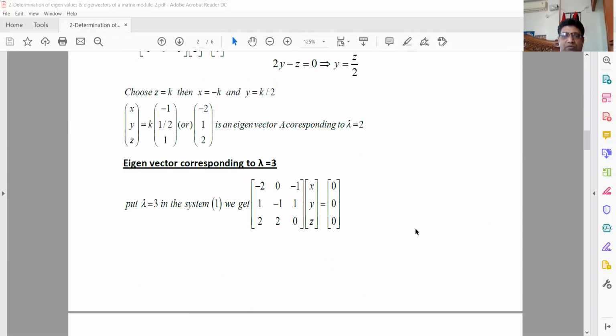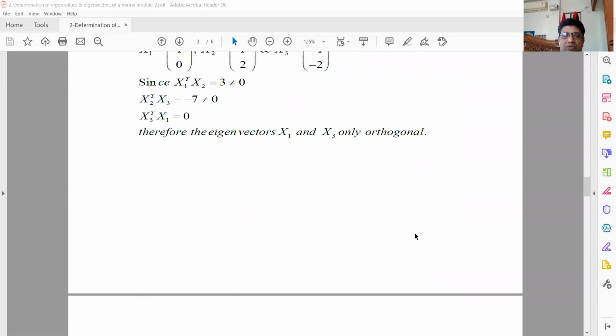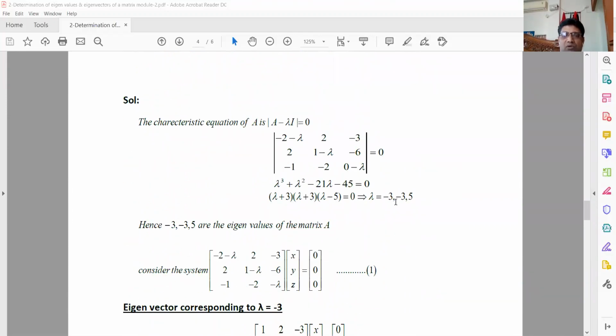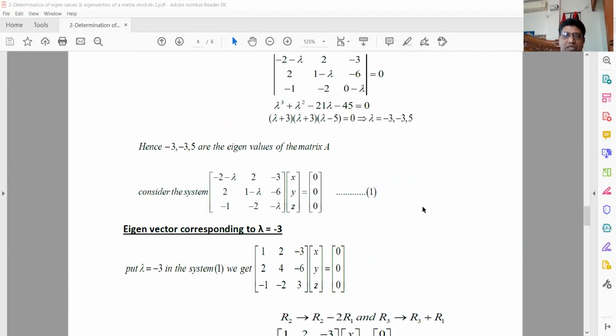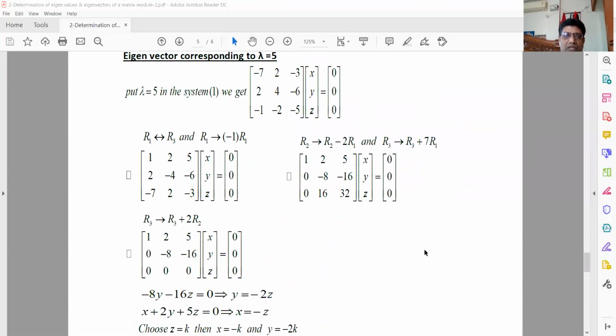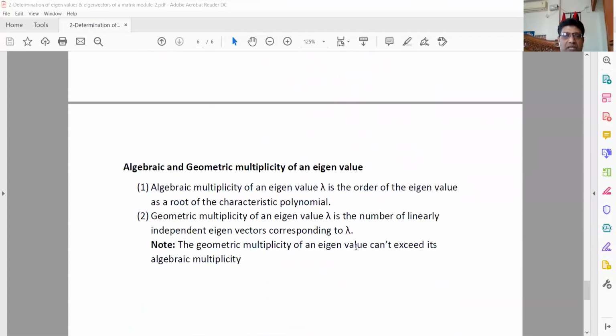Coming to the second problem, here the eigenvalues are repeated. That means lambda equals minus 3 is repeated. Therefore, the algebraic multiplicity for lambda equals minus 3 is 2, and for lambda equals 5, it is 1. Similarly, for lambda equals minus 3 we got 2 eigenvectors, and for lambda equals 5, 1. Therefore, the geometric multiplicity for lambda equals minus 3 is 2, and for lambda equals 5 is 1.